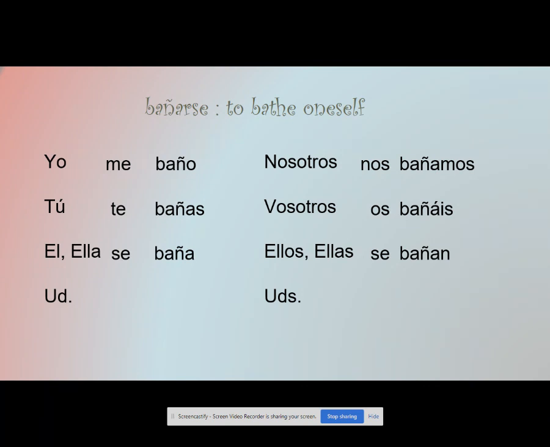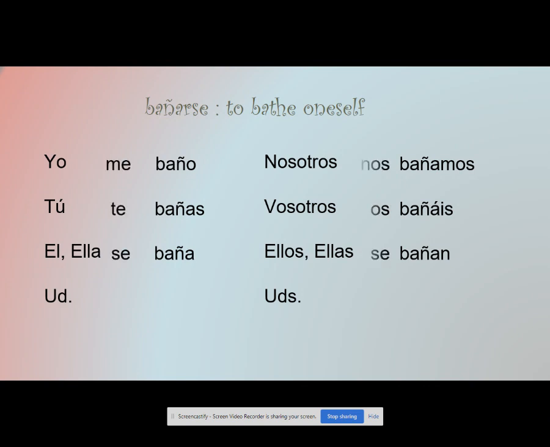Yo me baño, I bathe myself. Hopefully that is a true statement. Tú te bañas, you bathe yourself. If you're to do it without the reflexive pronoun here, yo baño, you would need to have a direct object here that is not yourself. So you could say that you bathe your dog. Yo baño mi perro.